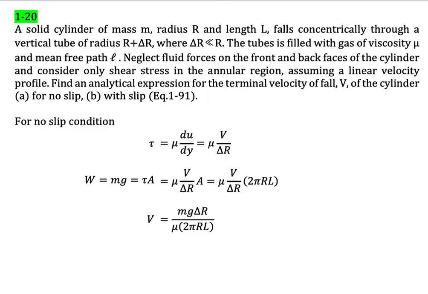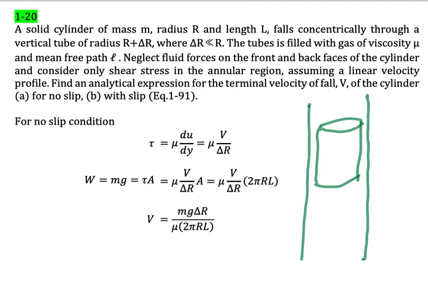Terminal velocity of fall V of the cylinder for no slip and with slip. So for slip condition, what is the idea of this one? It is about you have a cylinder here, and then you put this cylinder into a hollow cylinder like this. We have a fluid here. So fluid means it may be liquid, it may be gas. And for sure this object is falling due to the weight.